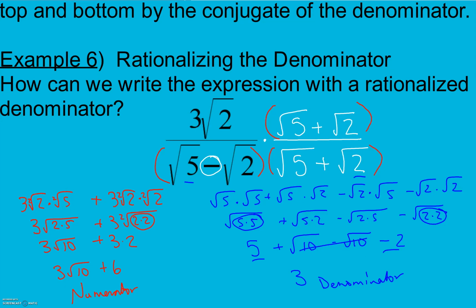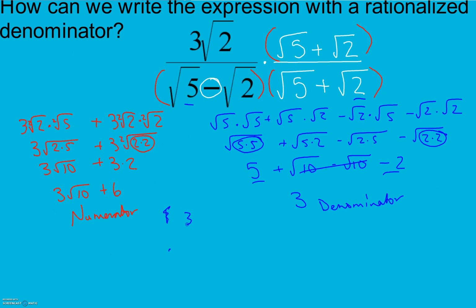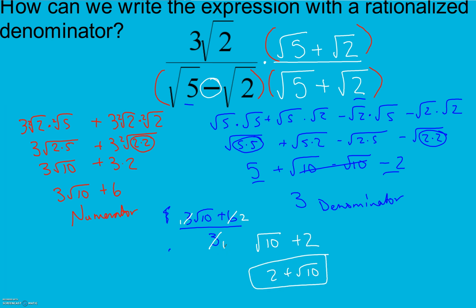Now I need to put my fraction back together here. I have 3 square root of 10 plus 6 in my numerator over 3 in my denominator. I'm going to go ahead and reduce. I can take a 3 out of 3, a 3 out of 6, and a 3 out of 3. Remember, if we take it out of one part, we have to take it out of the entire expression. So I have the square root of 10 plus 2, or 2 plus the square root of 10. It doesn't matter. And that's over 1, but dividing by 1 just gives us the value itself.